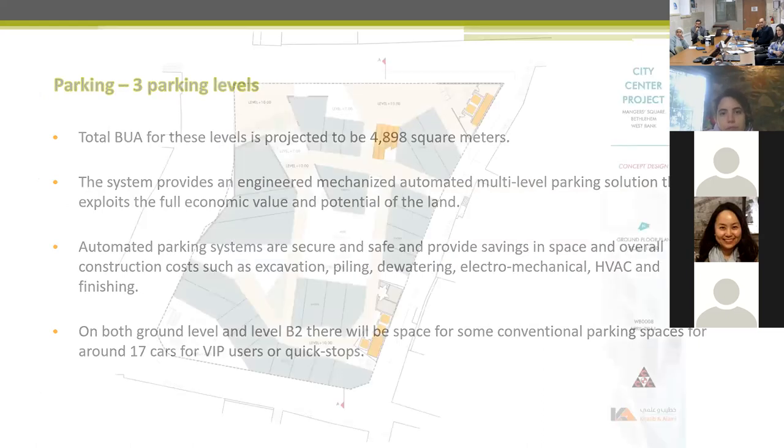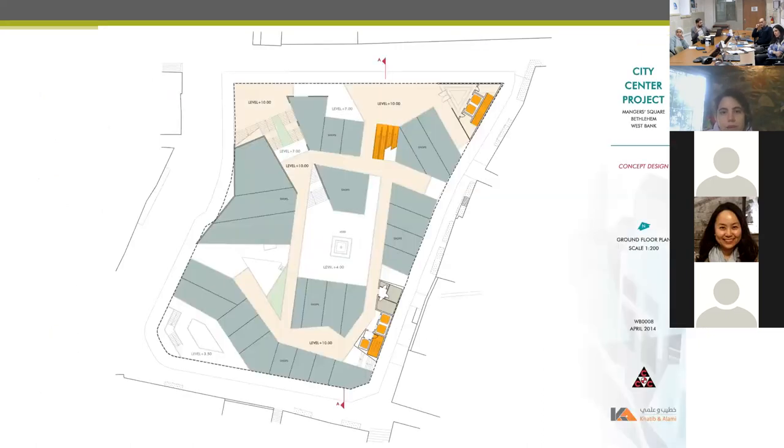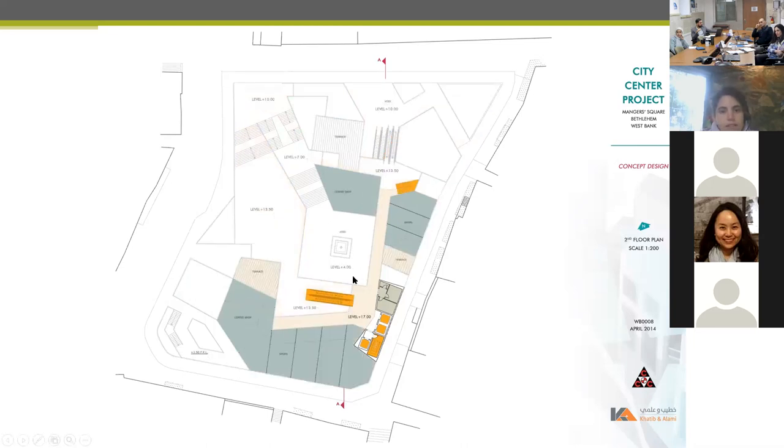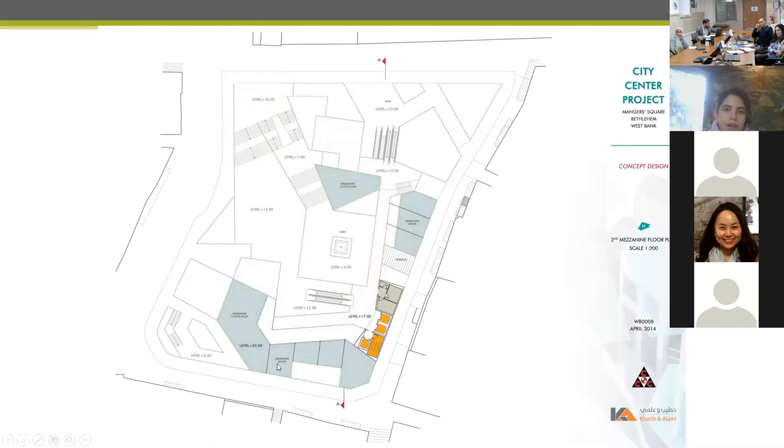So if we go through, I'm just going to flip through the plans quickly just so you can see how the design is staggered and pays attention to the surroundings. So we have a lot of empty space and a lot of staggered shops. And then there's a void in the middle as well that invites people into the project. And here we have a lot of terraces. So we have a lot of semi-public private spaces for people to be able to view Manjer Square and the Church of Nativity.